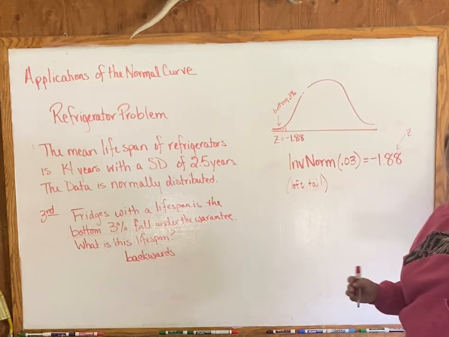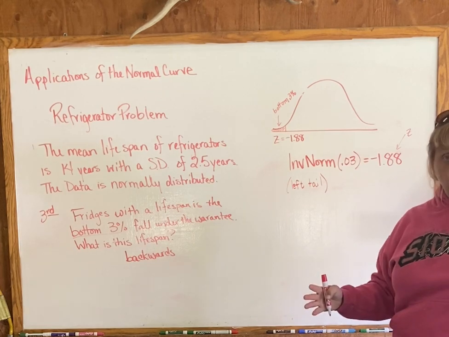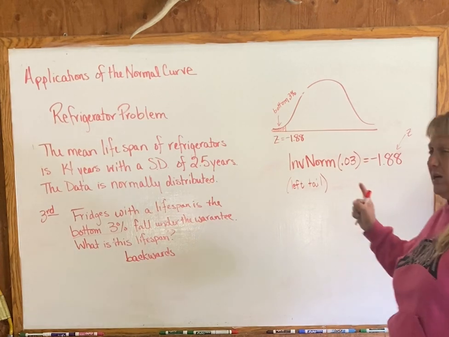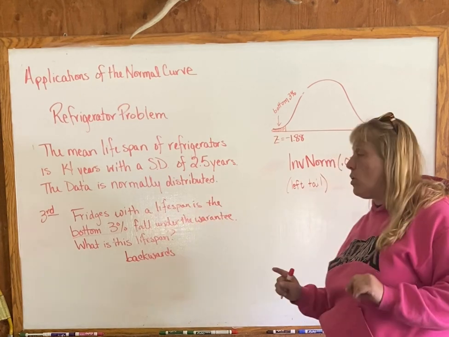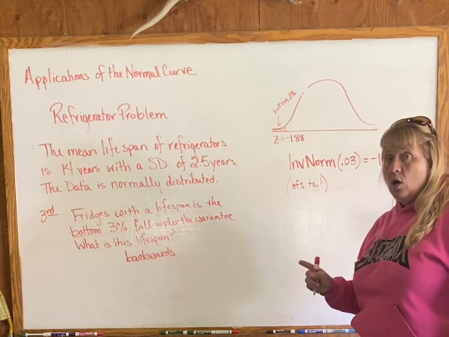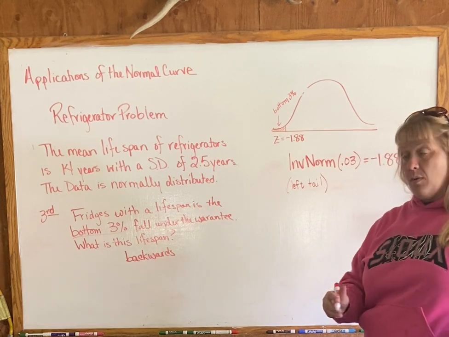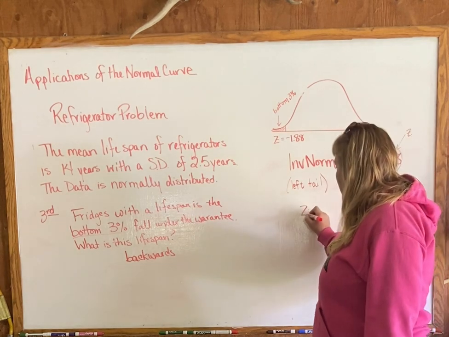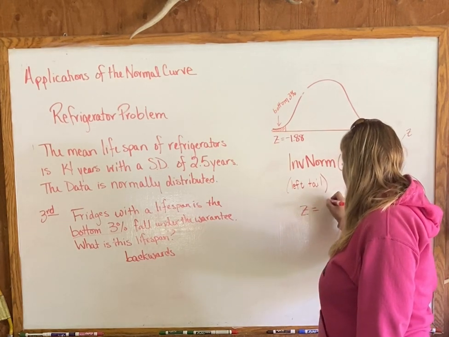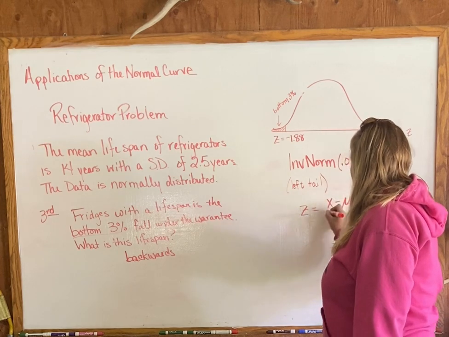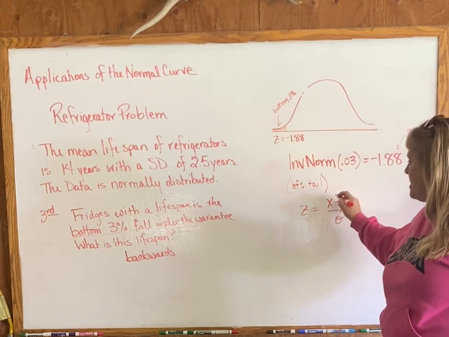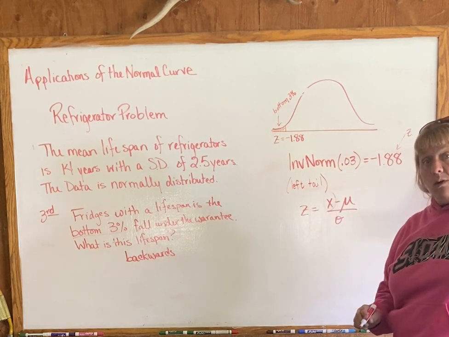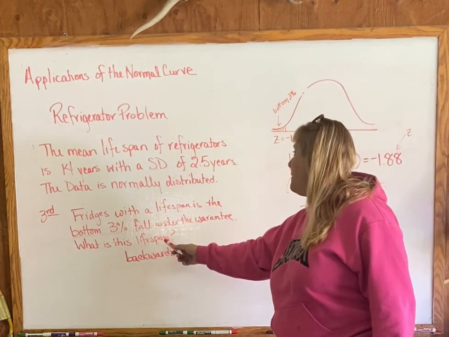Now, it would be nice if we were done, right? We got the z-score, that's what we wanted, but wait a minute. We're not in z-scores in the real world, we're in refrigerators. So we're not quite done yet. We still need to go backwards a little bit more. So I'm going to write down our z-score formula, x minus mu over sigma. Here's our z-score formula. We need to figure out what x is. That's what we're looking for. That would be the lifespan.